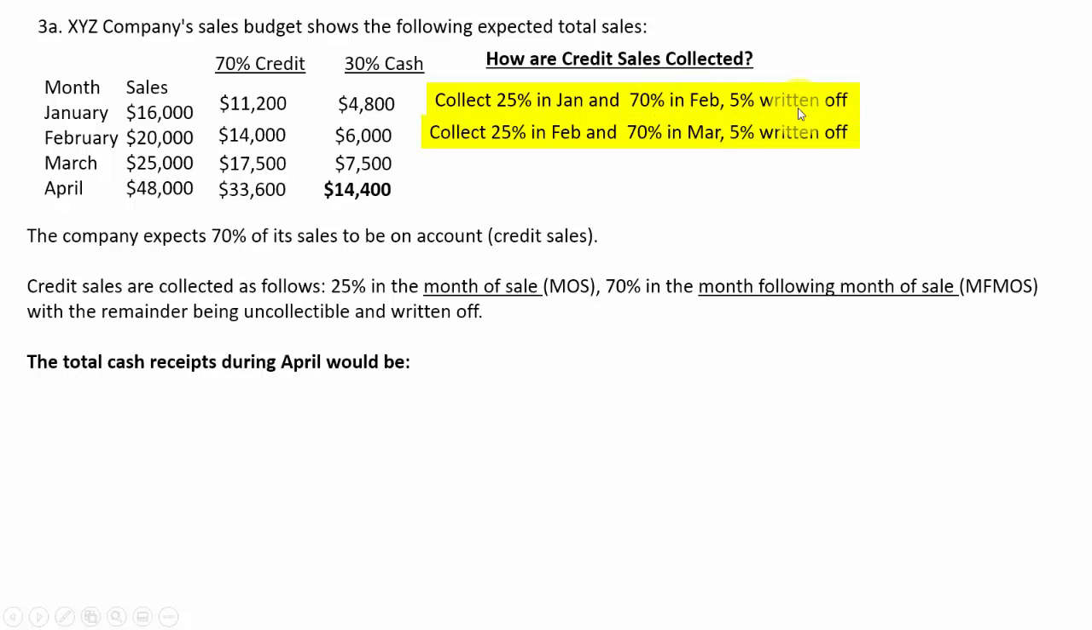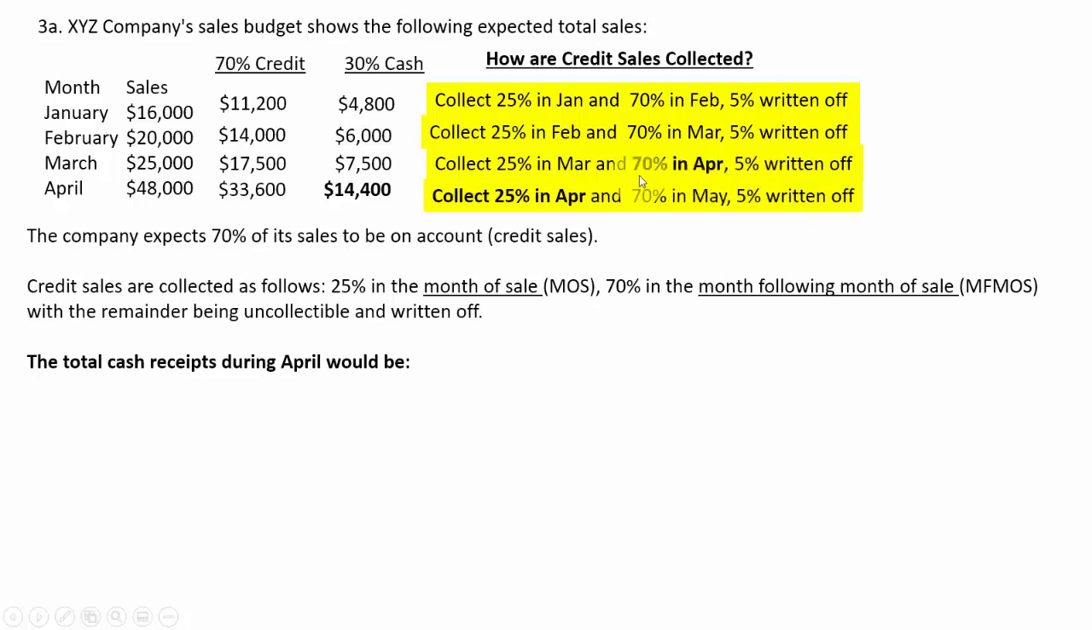Same thing for February. For February's credit sales, we'll collect 25% in February, 70% in March, and 5% we'll write off. Same thing for March. March's credit sales, 25% will be collected in March, 70% in April, the rest will be written off. And then in April, of the credit sales, we'll collect 25% in April and 70% in May, and the rest we'll write off.